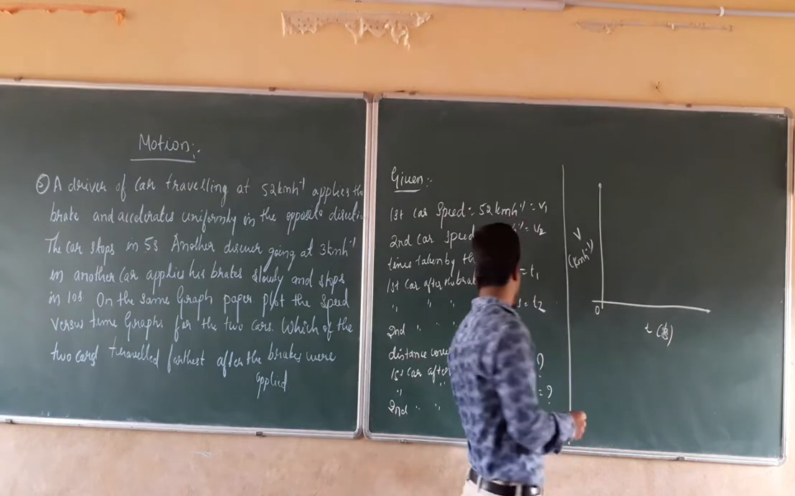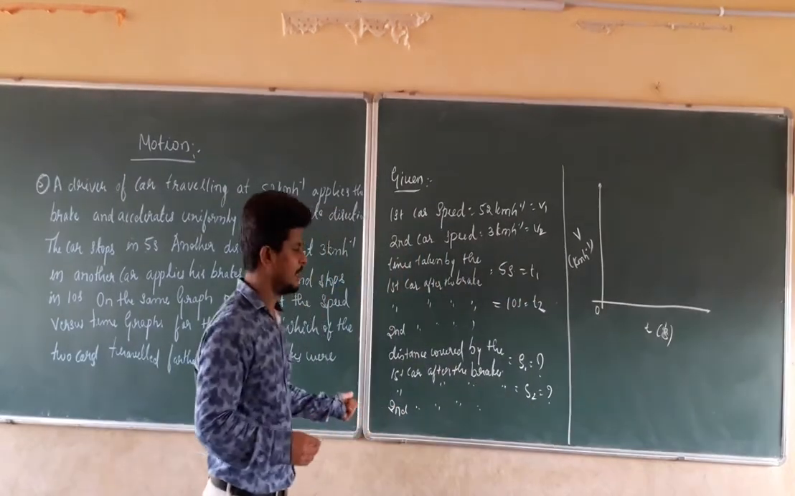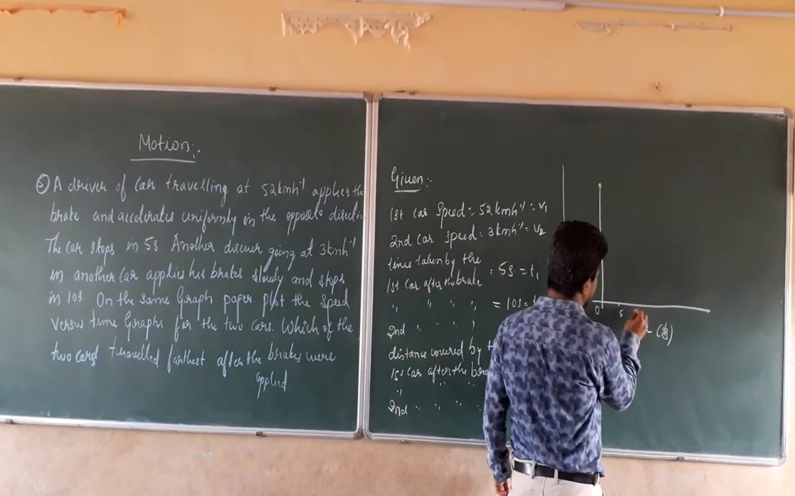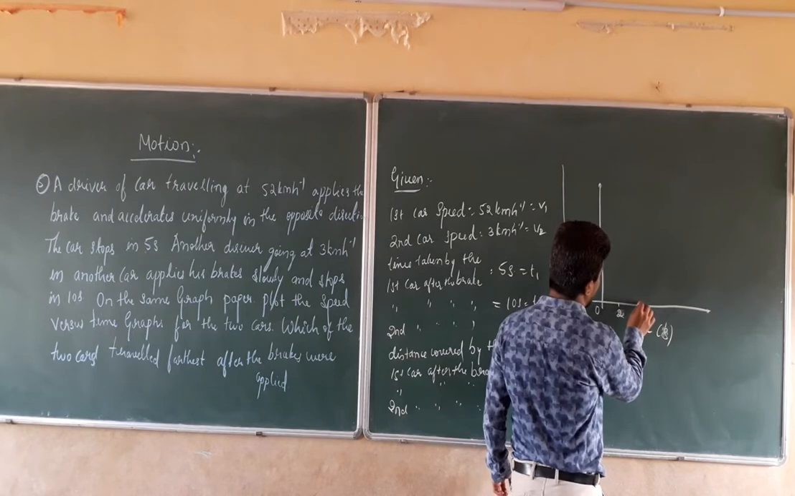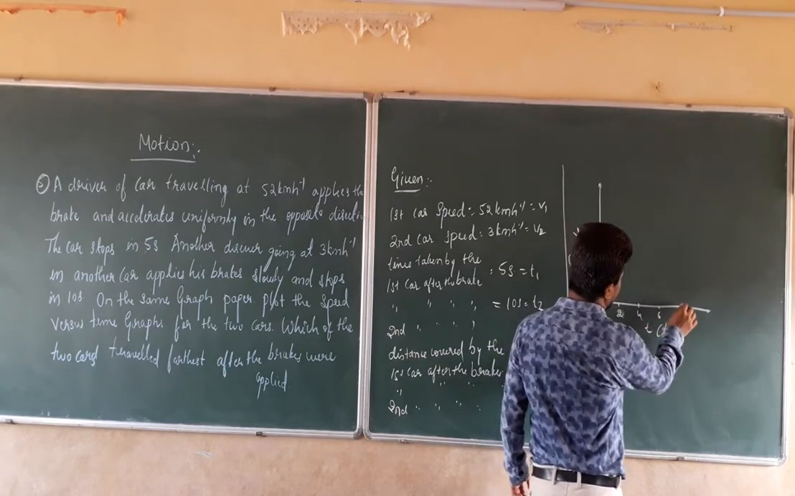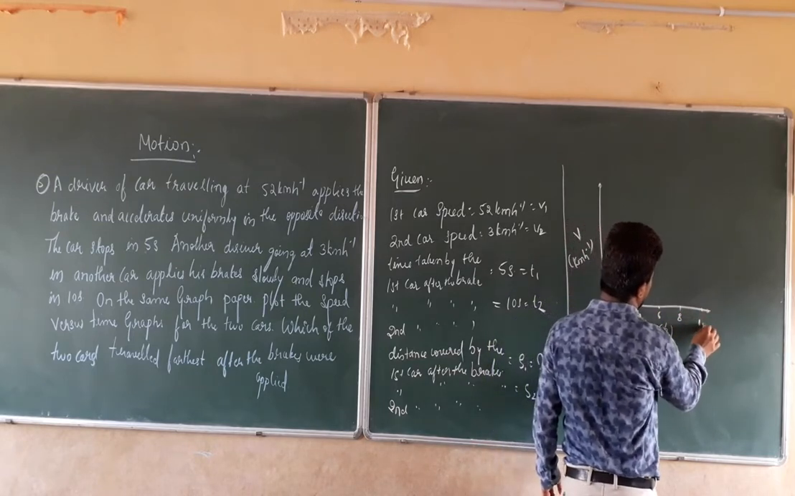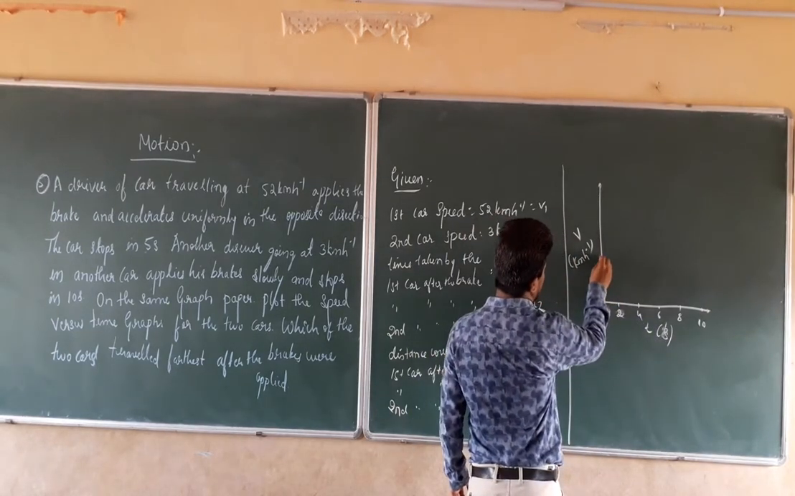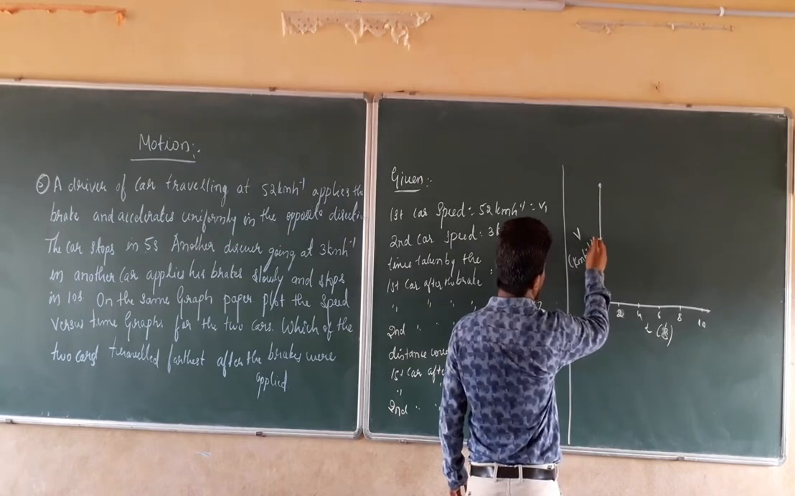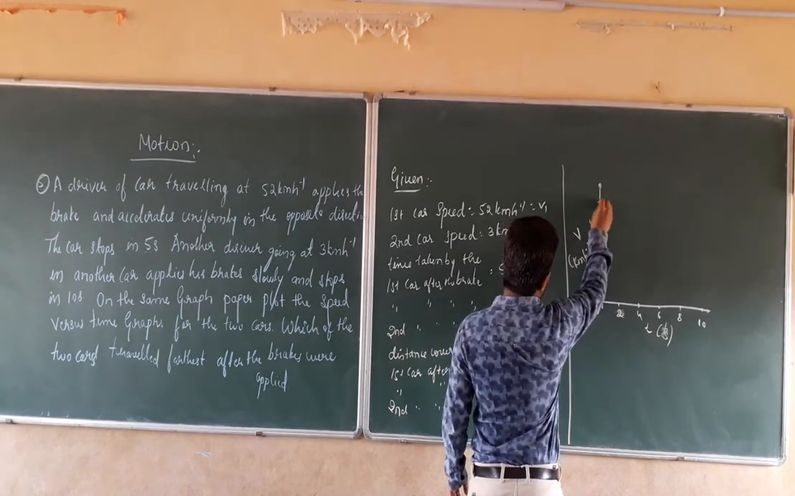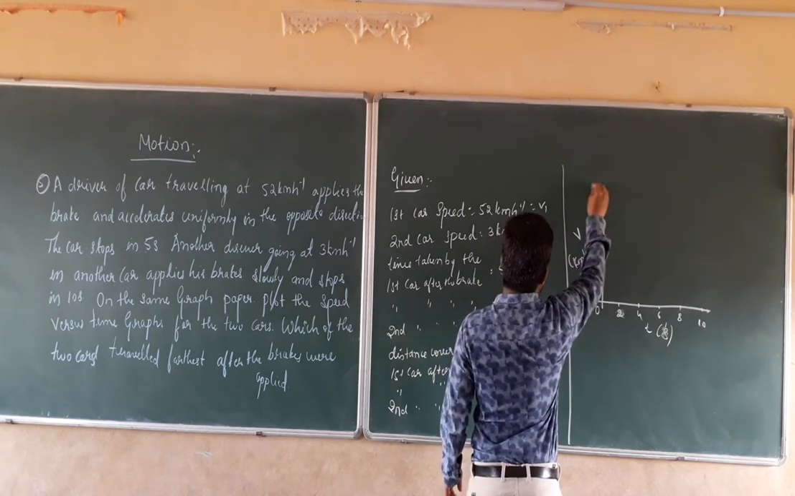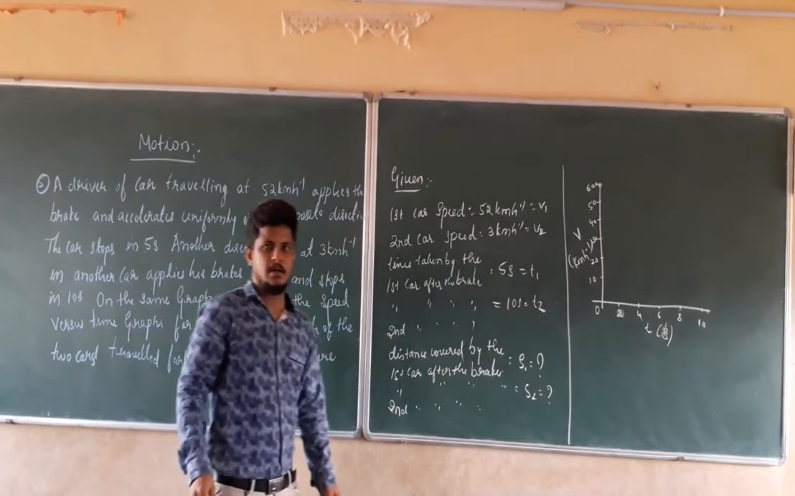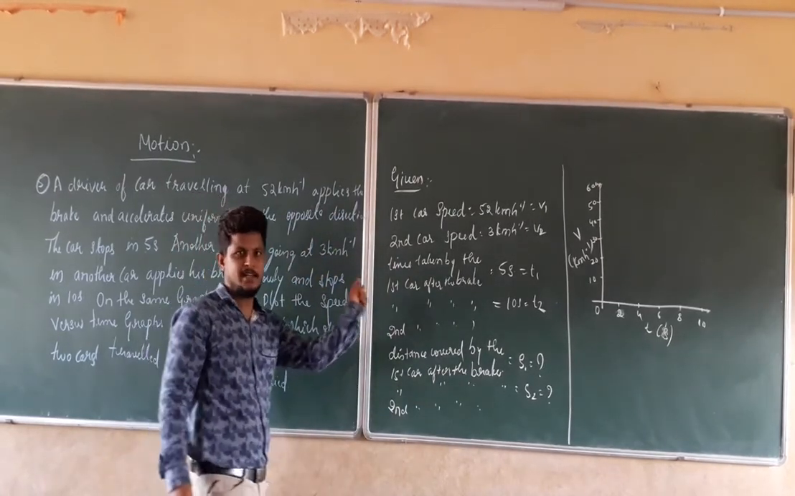Now first we have to plot the graph. We have to take the time in seconds, so that it will be 2, 4, 6, 8, and 10. In the same manner, this will be 10, this will be 20, this will be 30, this will be 40, this will be 50 km per hour, and this will be 60 km per hour. We have to write the values there.